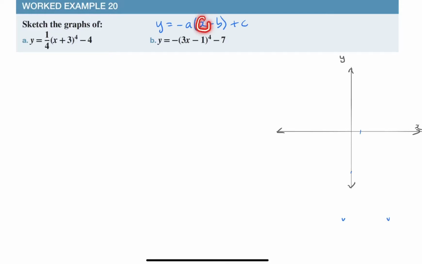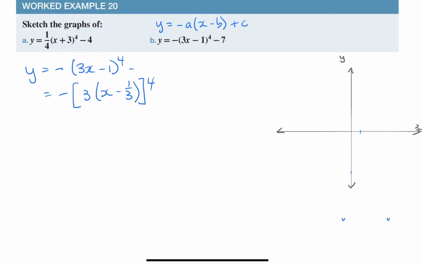There needs to be an x all by itself, and you can see that for this question I actually have a 3 there. So I'm going to take 3 out as a common factor to have negative 1 here. 3 times what will give me negative 1? Minus a third, to the power 4. Don't forget the negative 7.